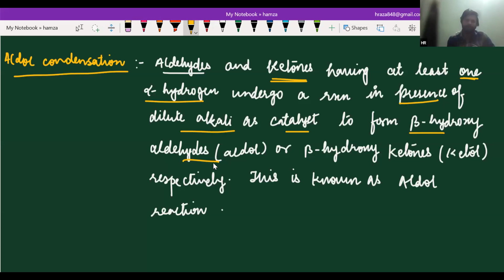So with respect to this aldehyde, the position of alcohol will be beta, which is also known as aldol. Ald for aldehyde, ol for alcohol. Or we can say beta hydroxy ketone if the main functional group that we have taken initially is ketone. Ket for ketone, ol for alcohol respectively, and this is known as aldol reaction.